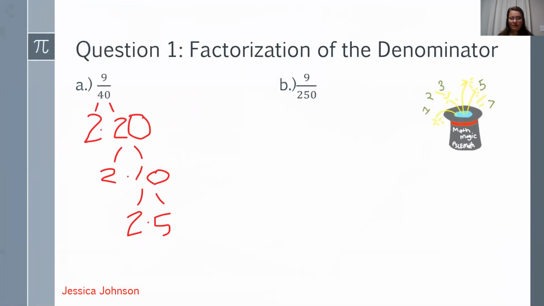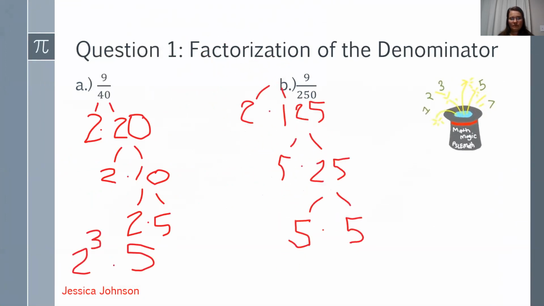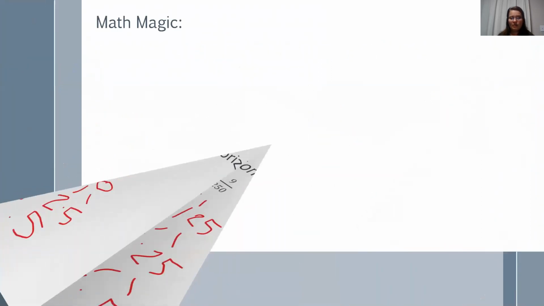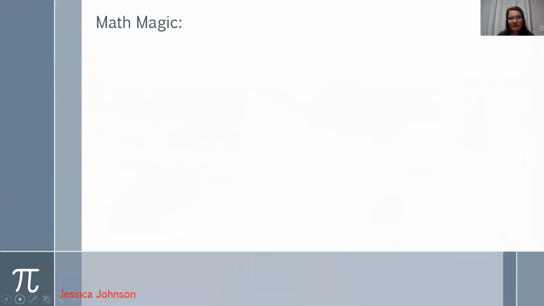Factor out 40, and it looks like this. We get 2 to the third times 5. Factor out 250, and we get 2 times 5 to the third. Now, I know what you're probably thinking. You're probably thinking that's not magical to factor out denominators, but let me show you what is magical.